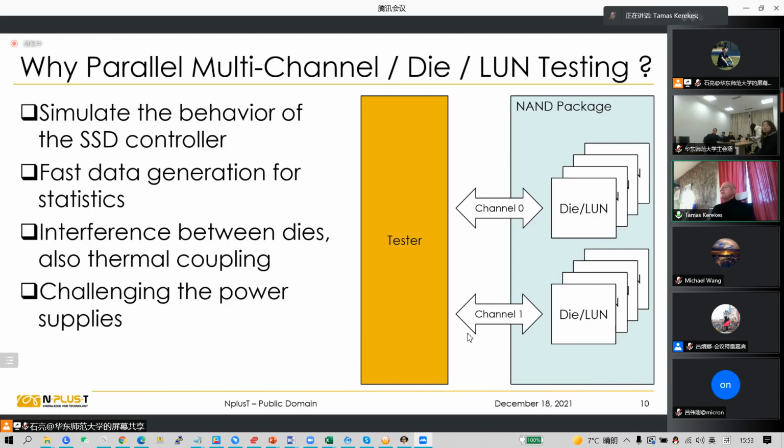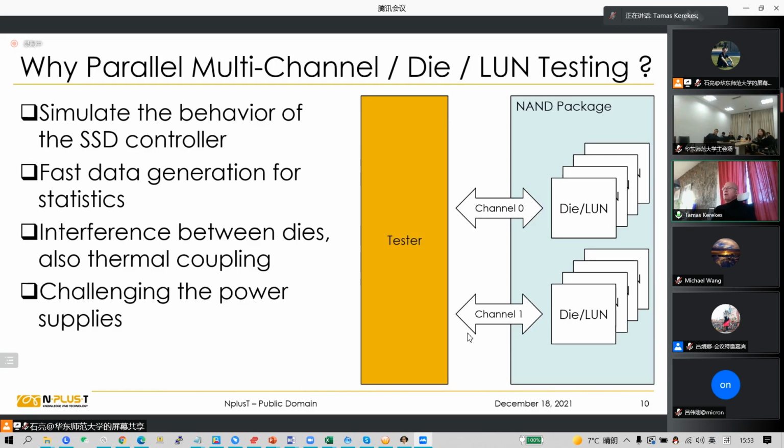Another thing, we said that we have many dies, LUNs inside one package, and if you can do the parallel characterization of the multiple dies and LUNs and planes, this will help you to understand the device better, not only generate more data, but also because the SSD controller will work in this way. And also, of course, multiple dies in parallel will pose a higher challenge on the power supplies, which is also important.